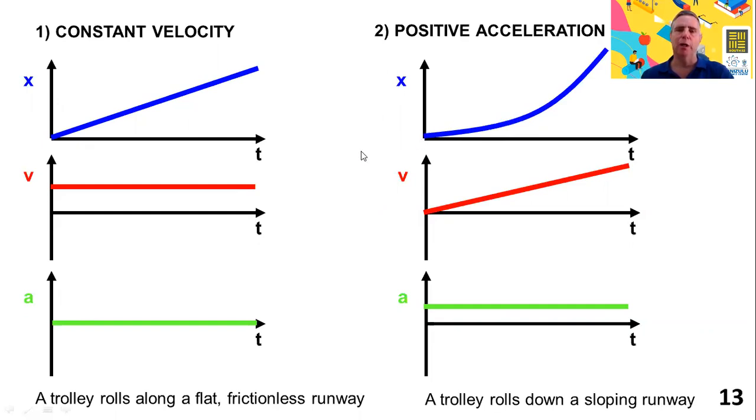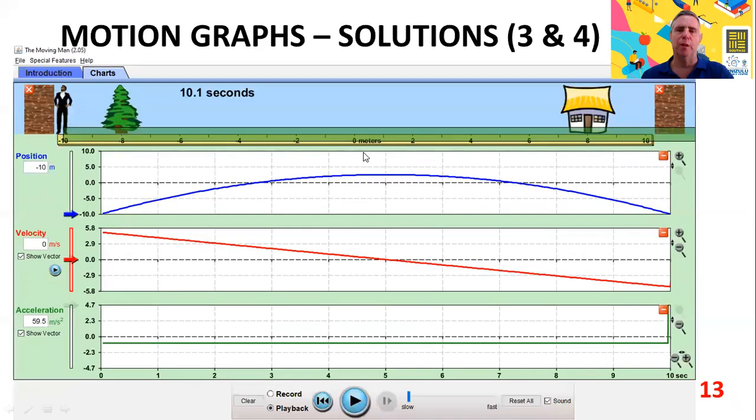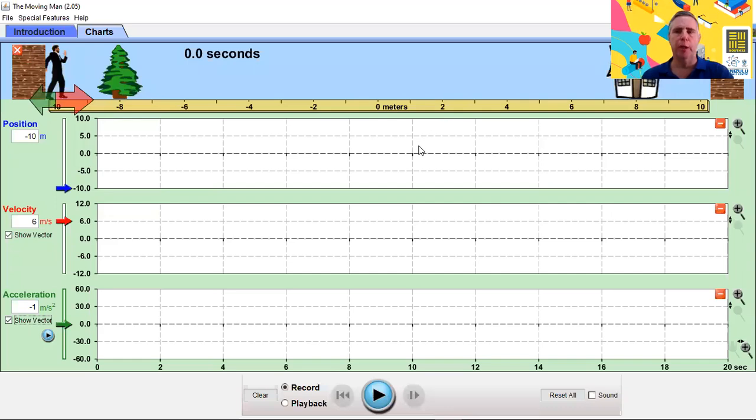Okay, we're going to mark numbers 3 and 4, which are more difficult, but again, we're going to use the moving man to answer these. So for number 3, a trolley pushed uphill and then rolling back. We've given it quite a large initial velocity, but there's a negative acceleration, minus 1 meter per second squared, which is going to slow the trolley down and then pull it back. Again, take a note of the vectors here, and let's see how this motion looks.